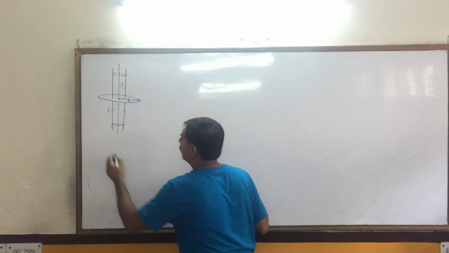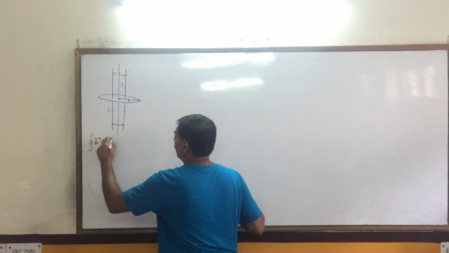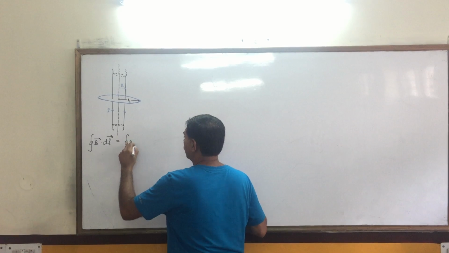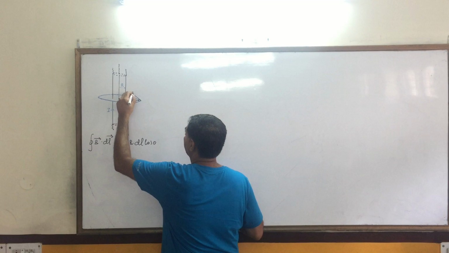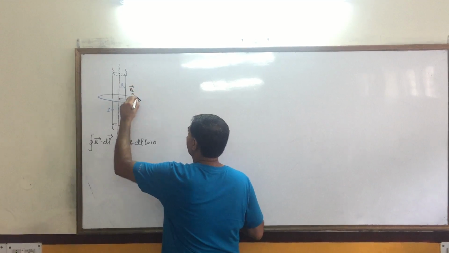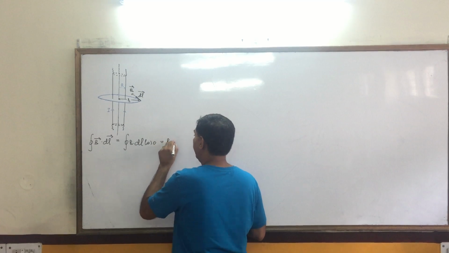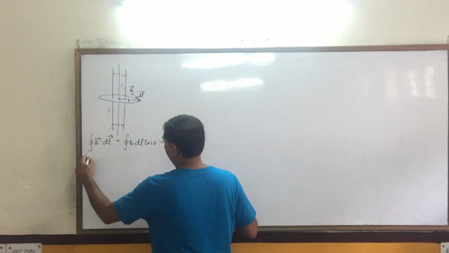How much is it? B dot dl is B dl cos 0. Show here also, B dl will come to B into 2 pi r, using ACL.